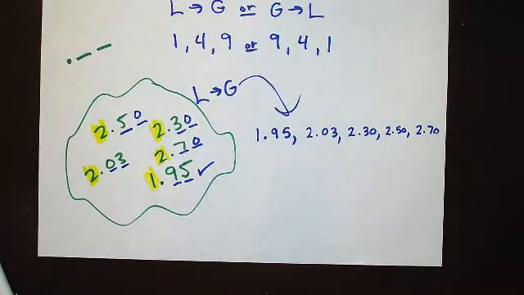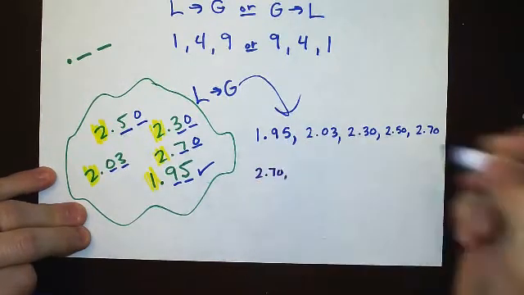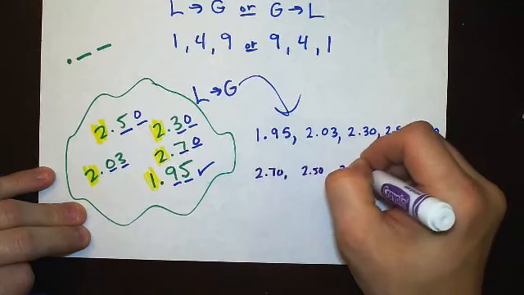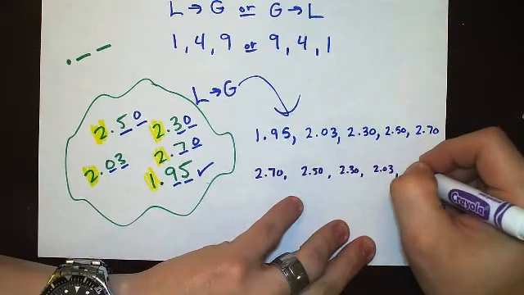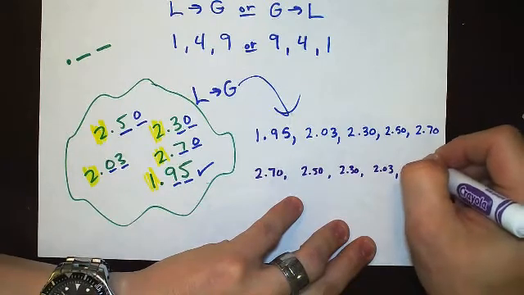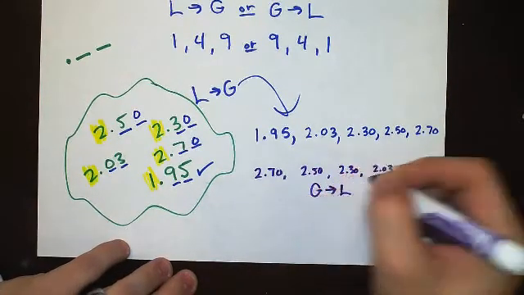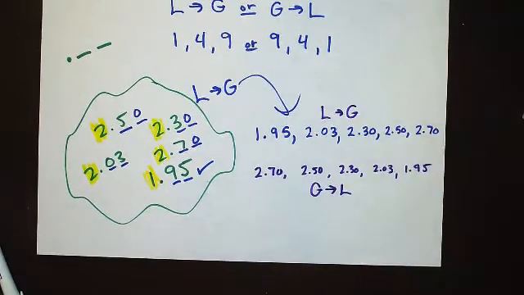Now if I flip these and ask for greatest to least, it would just be completely flipped. So I'm going to show you what that would be. This would be 2.70, 2.50, 2.30, 2.03, and then 1.95. So this would have been greatest to least, and this is least to greatest. So as long as you can do one way, you can do it the other way, no problems.